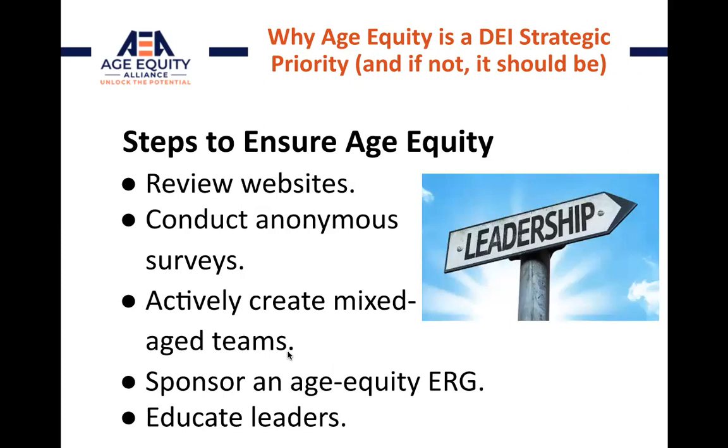Review websites. This is a really important one, because when Age Equity Alliance conducts an age equity analysis, one of the first things that we look for is imaging. We click through all the pages on internal and external websites. And when you do that, what do you see? What do the faces look like? What do they represent? Is there diversity of race and gender and family structure and ability and age? If all of the faces are diverse, but they're all under the age of 30, you're not there yet. That's not a good sign, because age goes across every dimension of diversity.